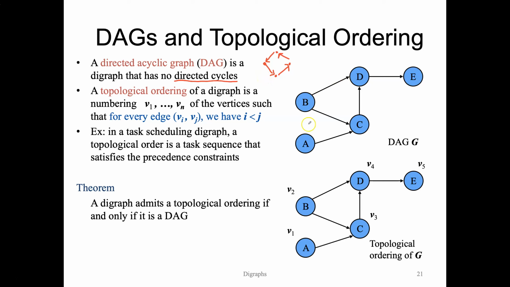For example, this is a DAG. So we have this cycle here, however, this isn't a directed cycle. B can reach D and C can reach D, but D can't reach B. So this is not a directed cycle.